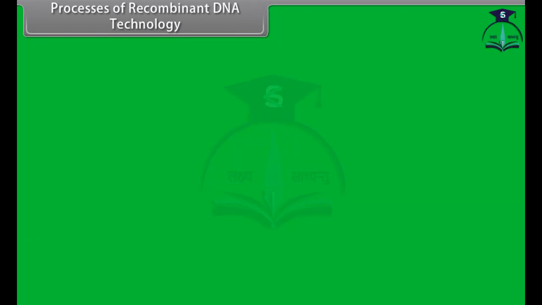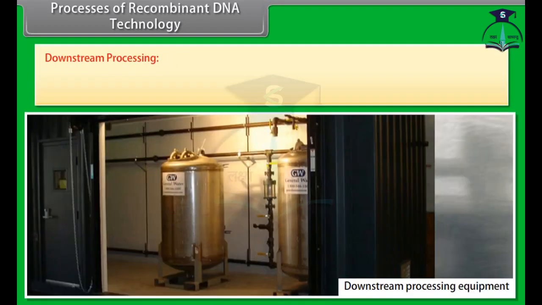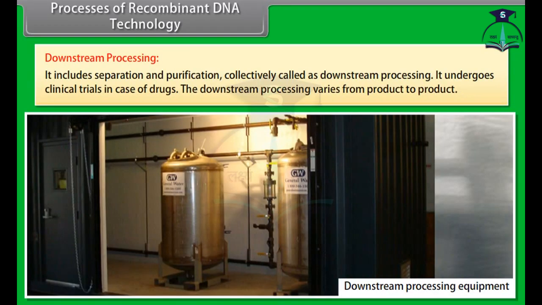Processes of recombinant DNA technology. Downstream processing. It includes separation and purification, collectively called downstream processing. It undergoes clinical trials in case of drugs. The downstream processing varies from product to product.